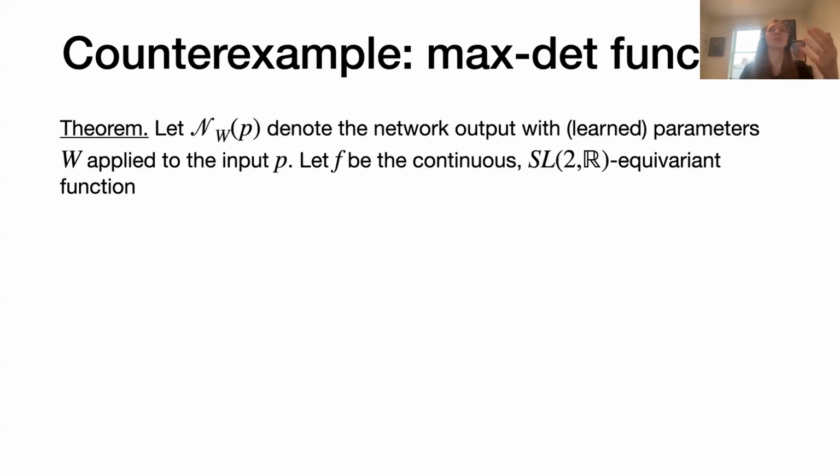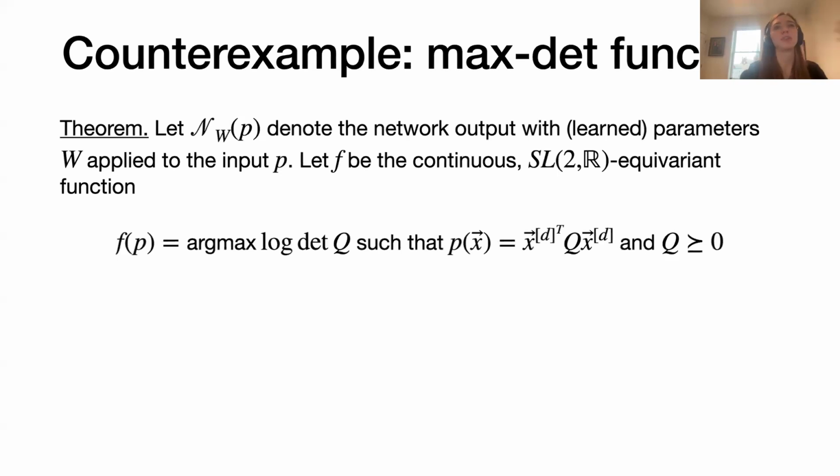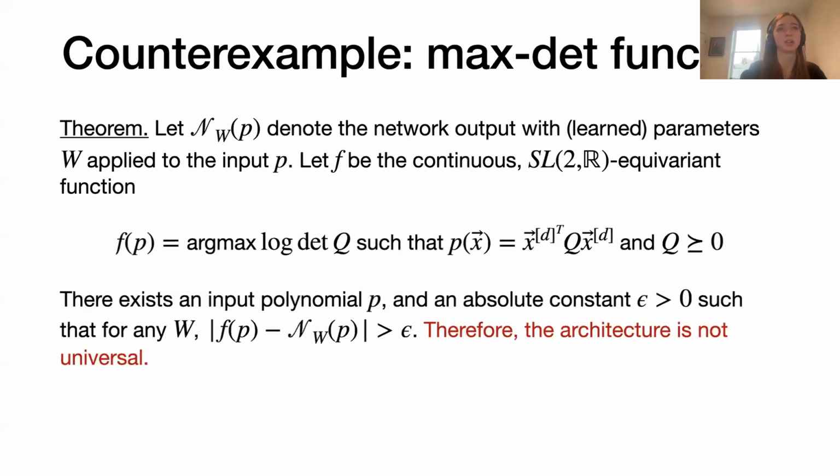And the formal theorem is this. We have our function from before, we have our network with the architecture I sort of hand-wavily described. There exists an input polynomial and an absolute constant epsilon, such that regardless of the size and parameters of the network, we can never approximate that input polynomial better than epsilon in any reasonable norm. And this means that the architecture we just went to some effort to build, and which also emulates a lot of universal architectures, is itself not universal.